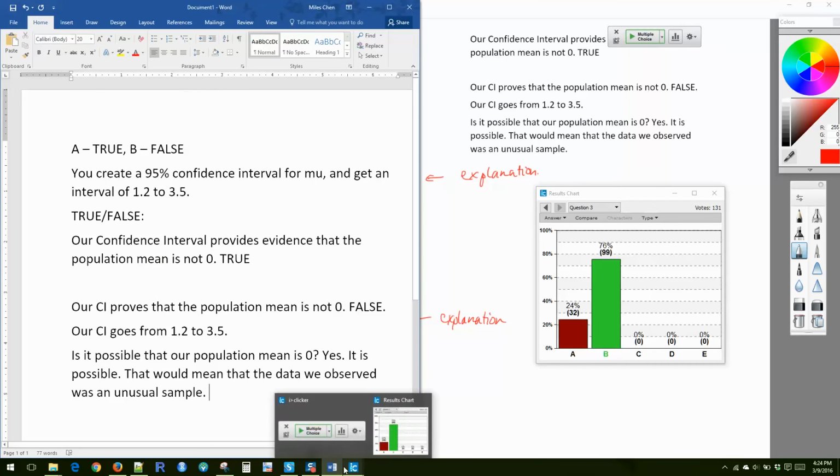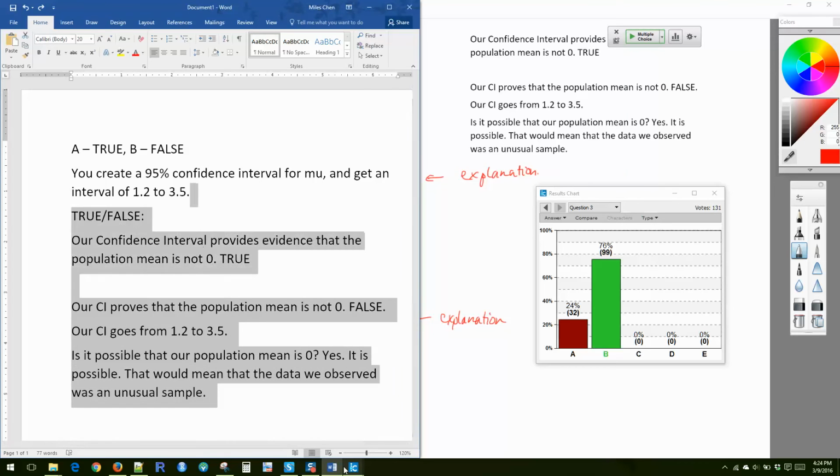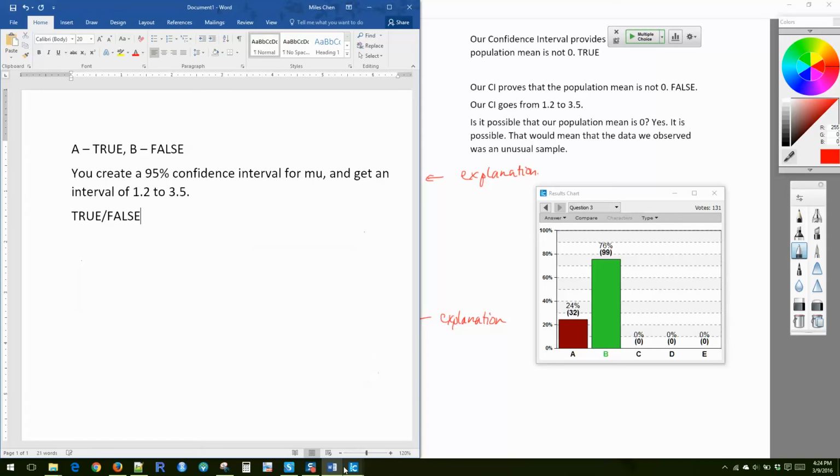Okay, and then other statements we can say about the confidence interval, and I'll just go ahead and say this statement is true. So I'll make a few things. False would be: there is a 95% probability that the population mean is between 1.2 and 3.5, okay?